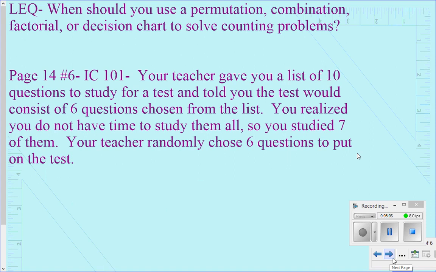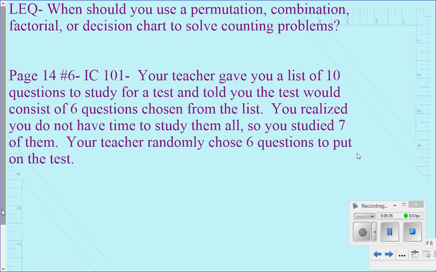Okay, next we moved on to problem number 6, which is on page 14. So this was the problem, and these problems were originally in a textbook that we used to use, but this was the original problem. So first, just take a look at that. Your teacher's giving you a list of 10 questions to study for a test. Told you the test would consist of 6 questions from the list. You realize you do not have time to study all of them, so you only studied 7. Your teacher randomly chose 6 questions to put on the test.